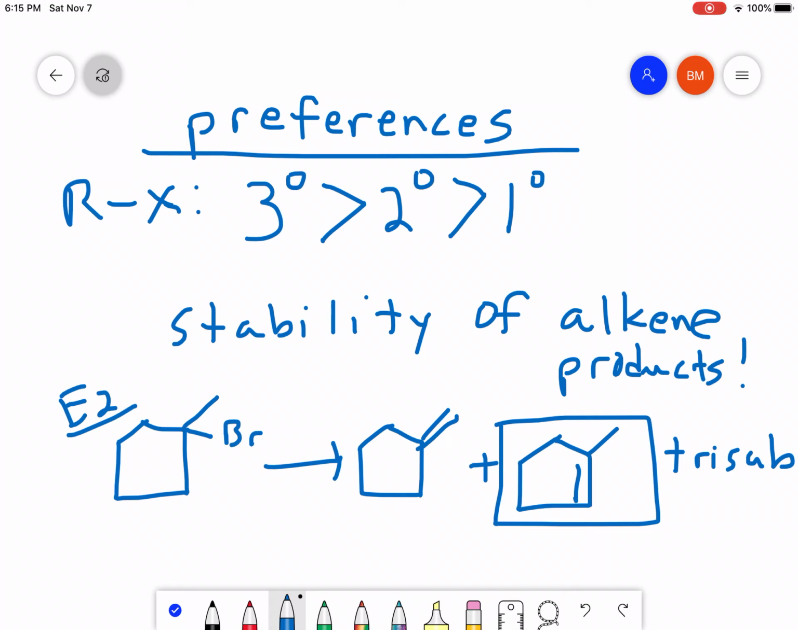We said that the more substituted an alkene group is, the more stable it is, and the easier it is to form, right? So, this is a tertiary alkyl halide. This allows us to produce a very substituted product. Very stable, very easy to form. All right, keep that in mind. I'm about to erase.